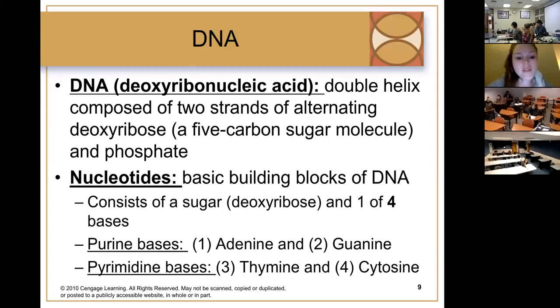Like I said, a nucleotide consists of a sugar, which in DNA would be deoxyribose, and 1 of 4 bases. The bases in DNA are adenine, guanine, thymine, and cytosine. Those are divided into two categories based on their structure, whether they're purine or pyrimidine bases. Your purine bases would be adenine and guanine, and your pyrimidine bases would be thymine and cytosine. For this class, I'm not going to get into what distinguishes those from each other because that's a little bit more involved than you need at this point. But just know that they are classified that way.